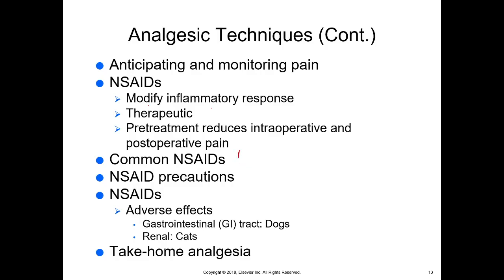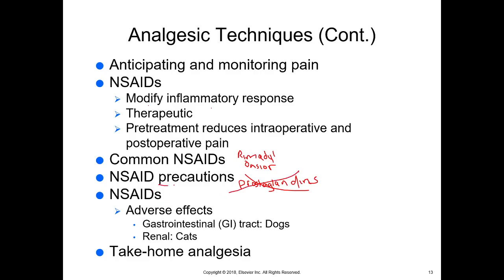We have some common NSAIDs that we use. I'm just going to say one of them right now is Rimadyl. Okay, I'm just saying these words so that you can recognize them later. Onsior. Okay, they are things that are going to block the effectiveness of prostaglandins. Okay, prostaglandins are pretty potent inflammatory modulators, and these are going to block prostaglandins, which are normal things in your body.